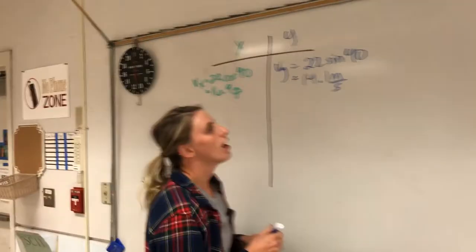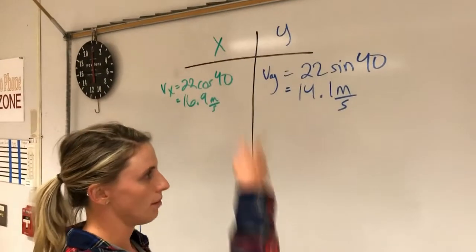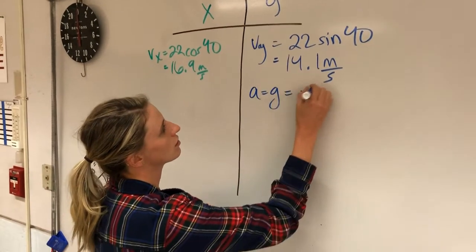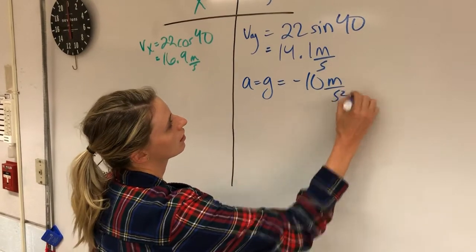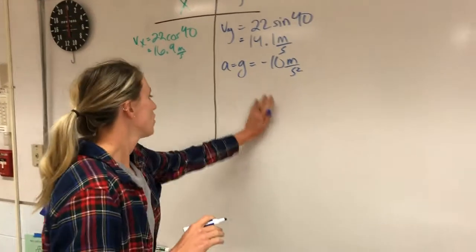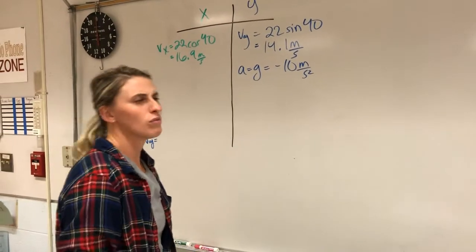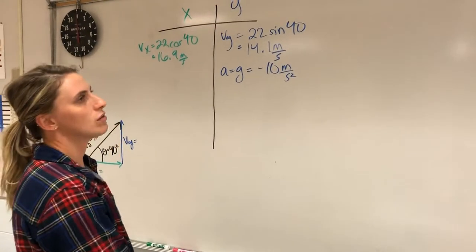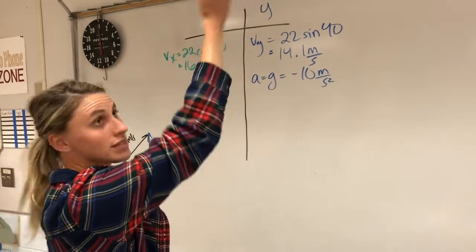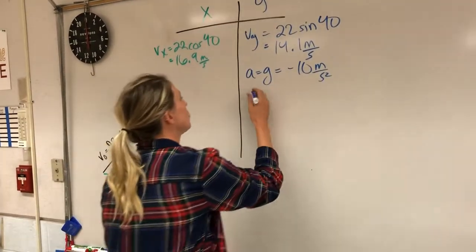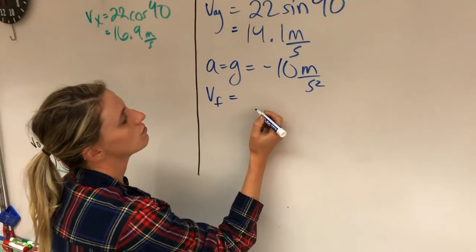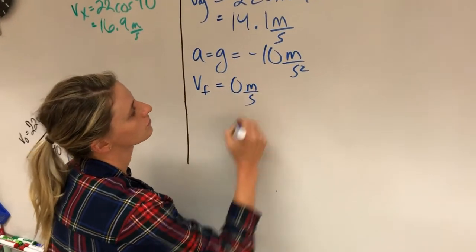Okay, well, so the Y component, that's the up and down, we know that our acceleration due to gravity, as always, is -10 meters per second squared. And we kick the ball, right? The kicker kicked the ball. So the ball is going up in the vertical and then stopping at the top, right? Yep. So we know that our final velocity is going to be 0 meters per second.